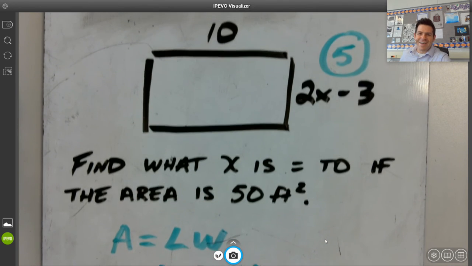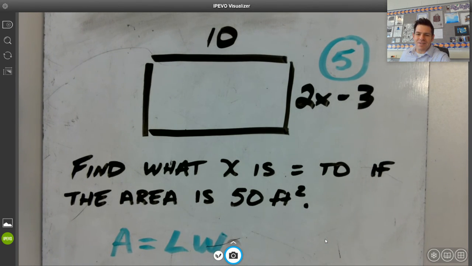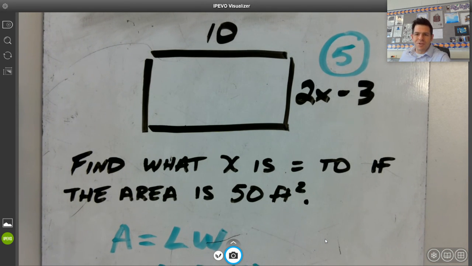Mr. Harris. We have to understand that two sides are going to multiply up to the area. We understood that 50 divided by 10 would be 5, and we applied that 5 as that side to the algebraic expression 2x minus 3.